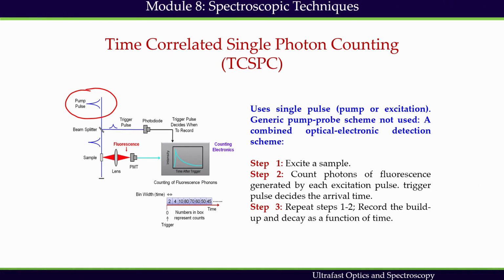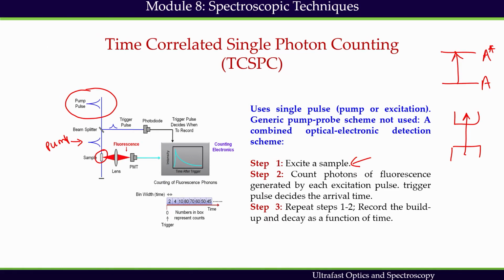It employs a combined optical-electronic detection scheme and follows these steps. First, we have to excite the sample, and the sample is excited with the pump pulse. This excitation can be an electronically excited state for a particular molecule, or it can be an excitation through the bands.